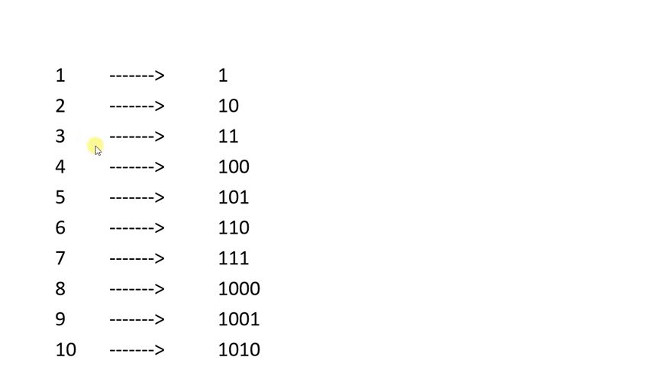Like 3 is an odd number, its least significant bit is 1. 5 is an odd number, it is 1, and 2 is an even number, that's why it is 0. For all even numbers it will be 0, and for all odd numbers it is 1. So if we narrow down this program, the concept is: if the least significant bit is 1, then it is an odd number. If the least significant bit is 0, it is an even number.